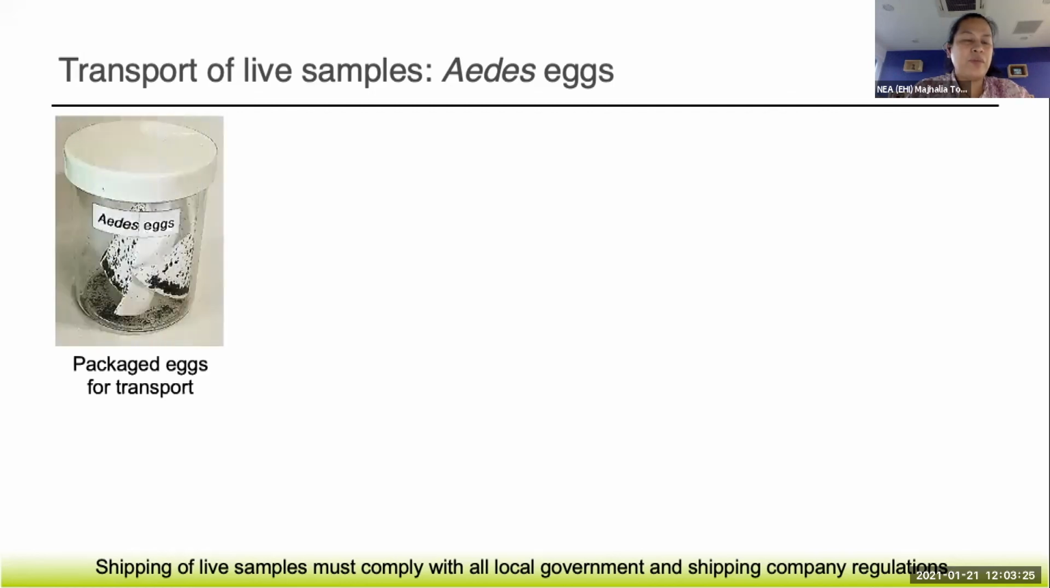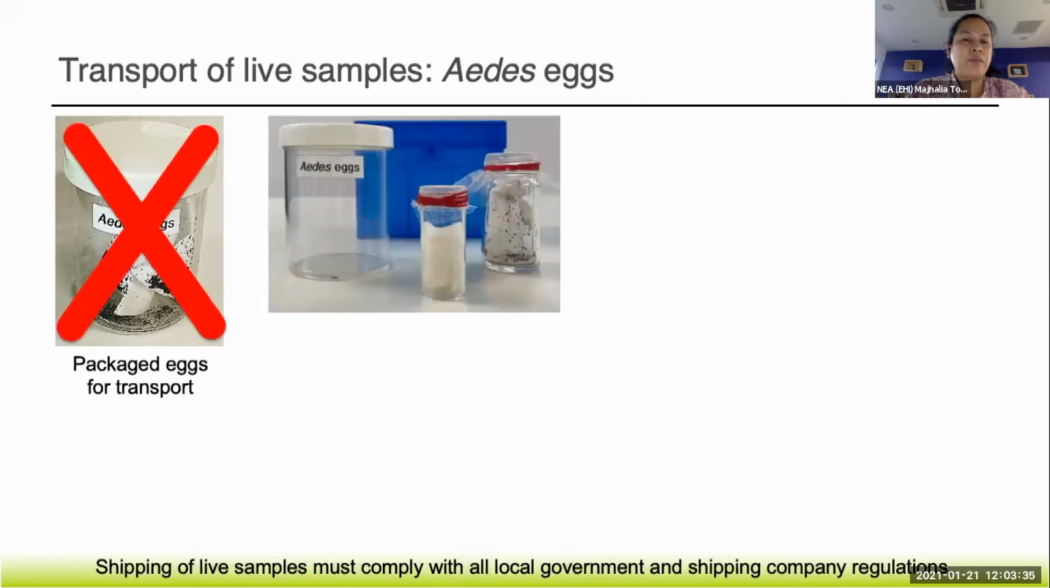So when you're shipping eggs, we may think that we can just ship them in a hardy container like this, but actually no. When you ship eggs, you have to put them in different containers. So here, this is a secondary container. This is a container where you have a moist cotton to maintain humidity inside the secondary container. And this is where you put your eggs. This is what we call the primary container for your eggs.